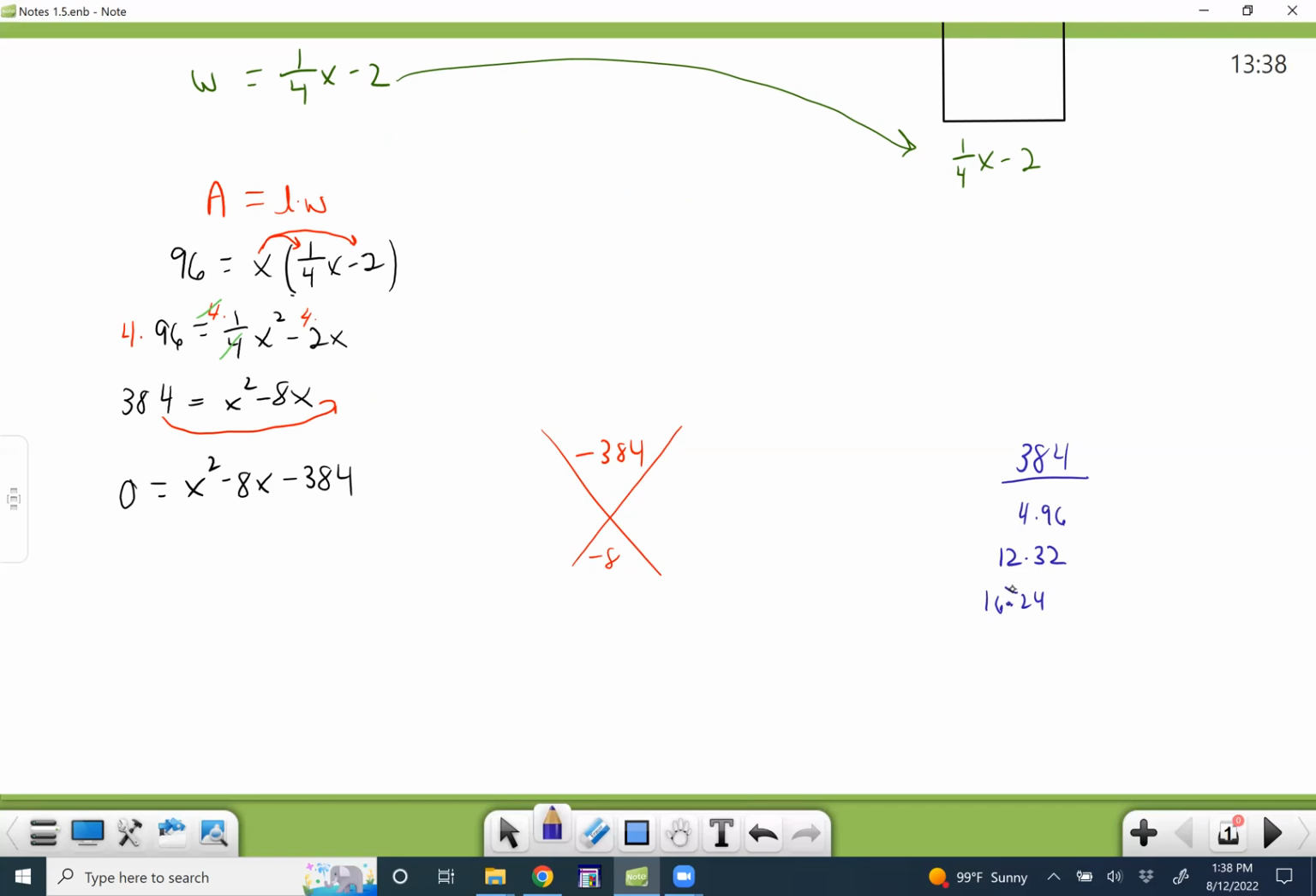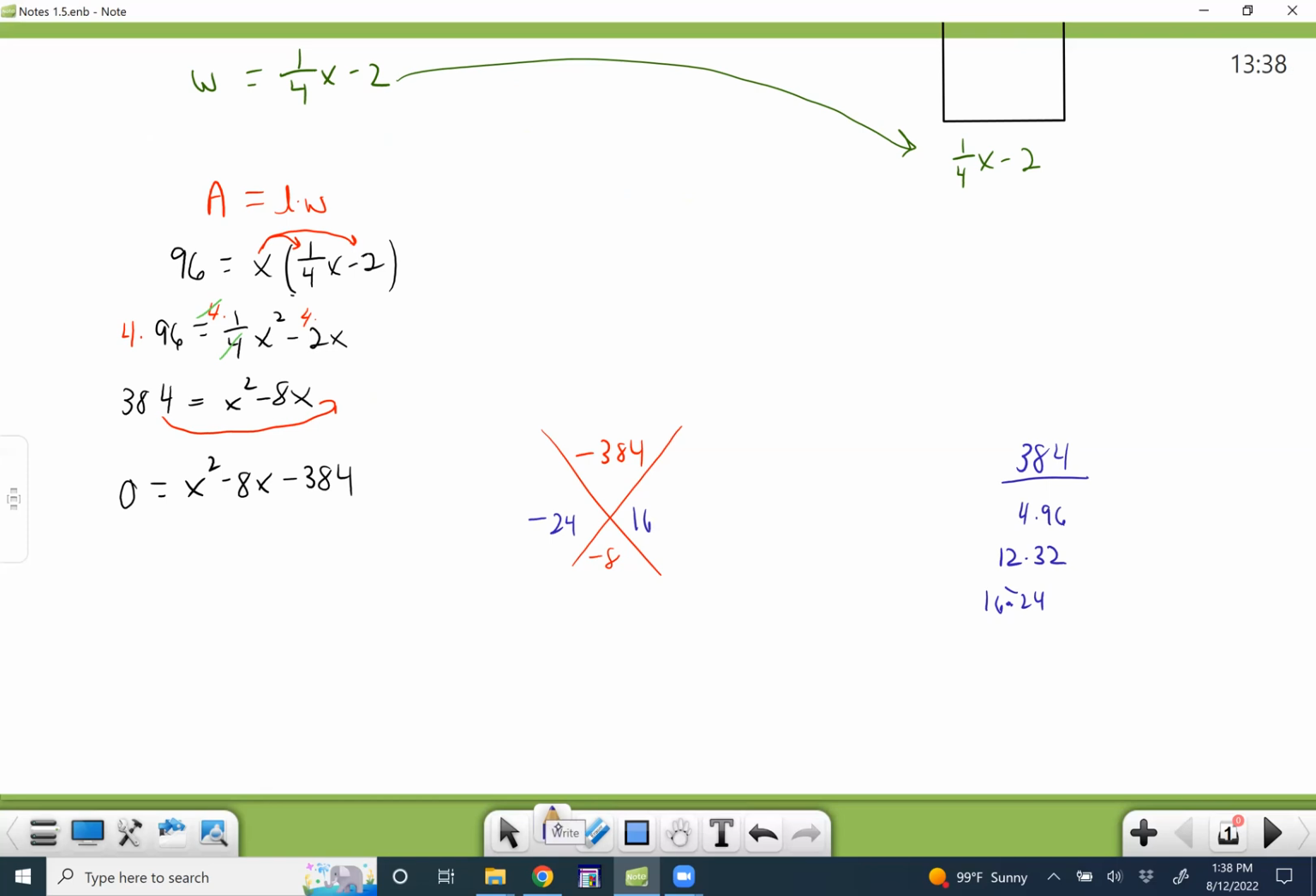I think I just need a negative here. Okay, so negative 24 and positive 16. When you add them up, you get negative 8. And when you multiply them, you get 384. Okay, so as long as you have a calculator, that's not too bad. Just divide by 2, divide by 3, divide by 4, just kind of tinker around until you find it.